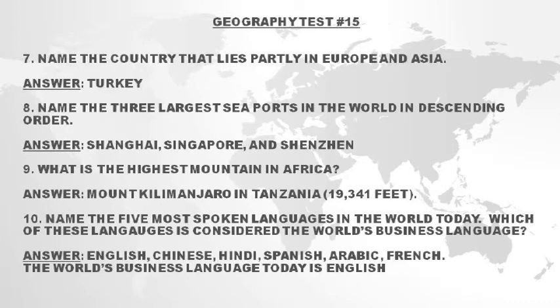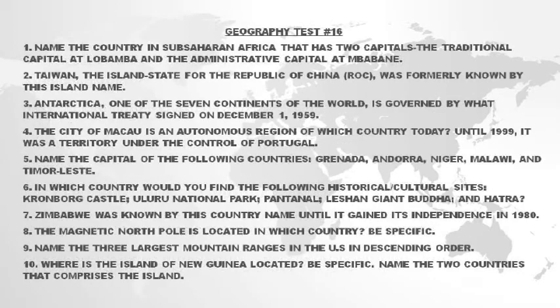That concludes the answers for Geography Test 15. Now let me give you the questions for Geography Test number 16. Again, 10 questions from the different regions of the world. Question 1. Name the country in sub-Saharan Africa that has 2 capitals. The traditional capital is at Lobamba, and the administrative capital is at Mbabane.